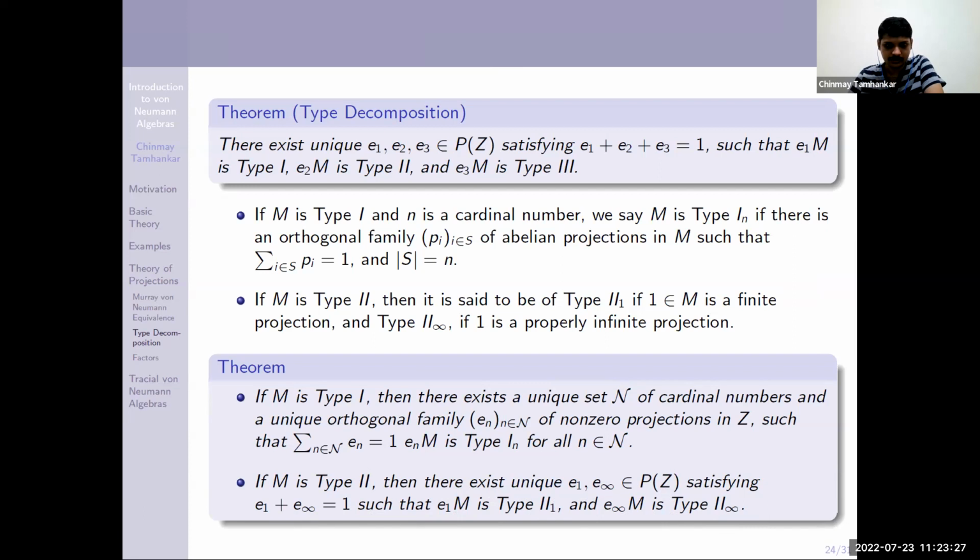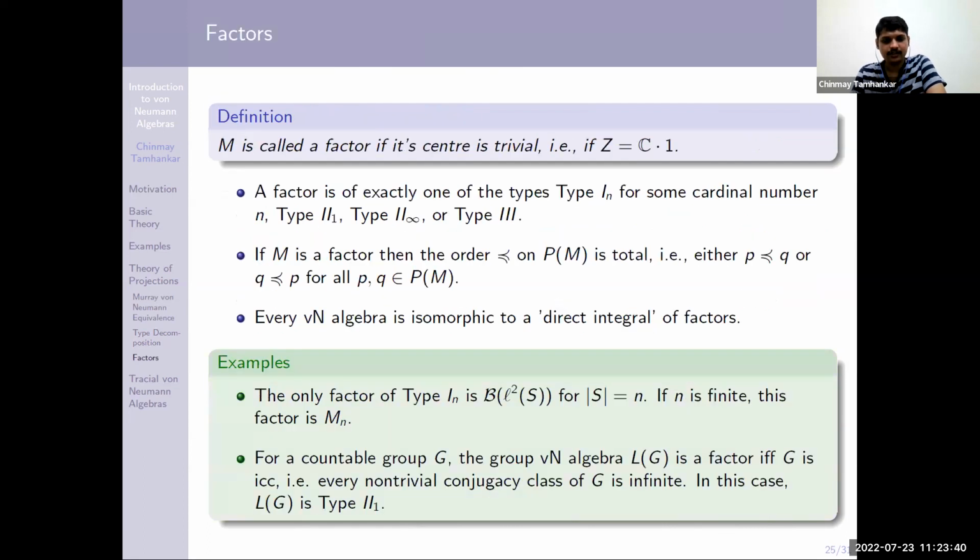And now, we are done with this type decomposition. So now we will also define some special kinds of von Neumann algebras called factors. M is called a factor if its center is trivial, that is, the center consists only of scalar multiples of 1. In general we have this type decomposition, but the nice thing about factors is that we don't need to do this type decomposition.